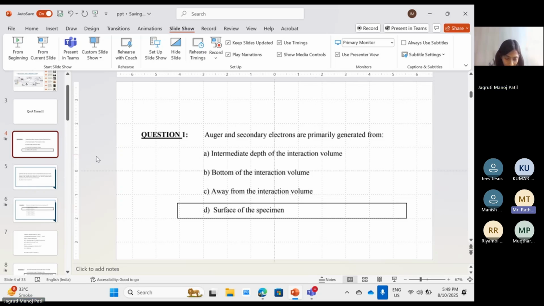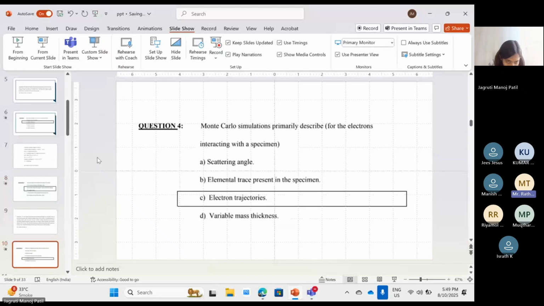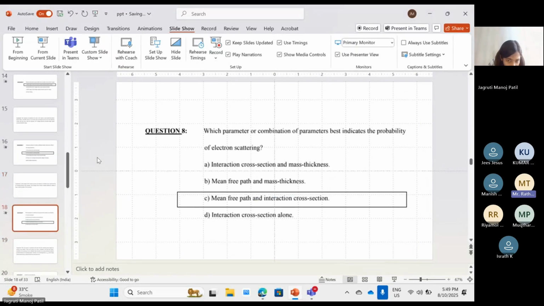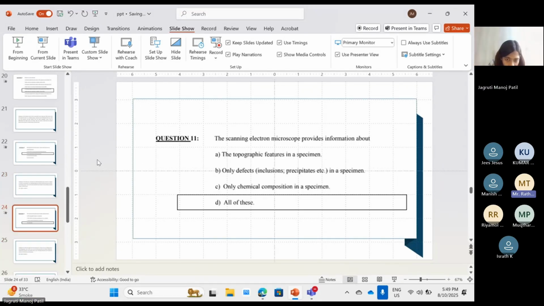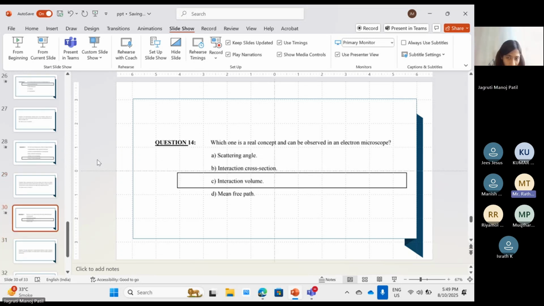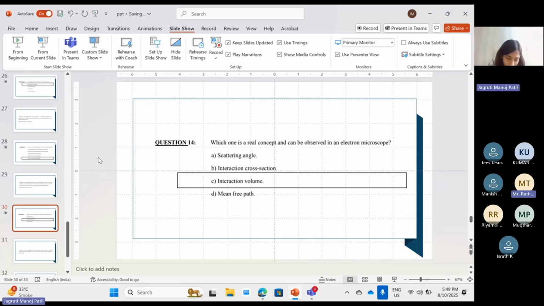One question which I had was, in the class it was mentioned that direct measurement of interaction volume is not possible. But in that MCQ here, the answer was interaction volume, a real concept. Okay, it's not talking about whether it is measurable or not, right? Exactly. Yes. Thank you.